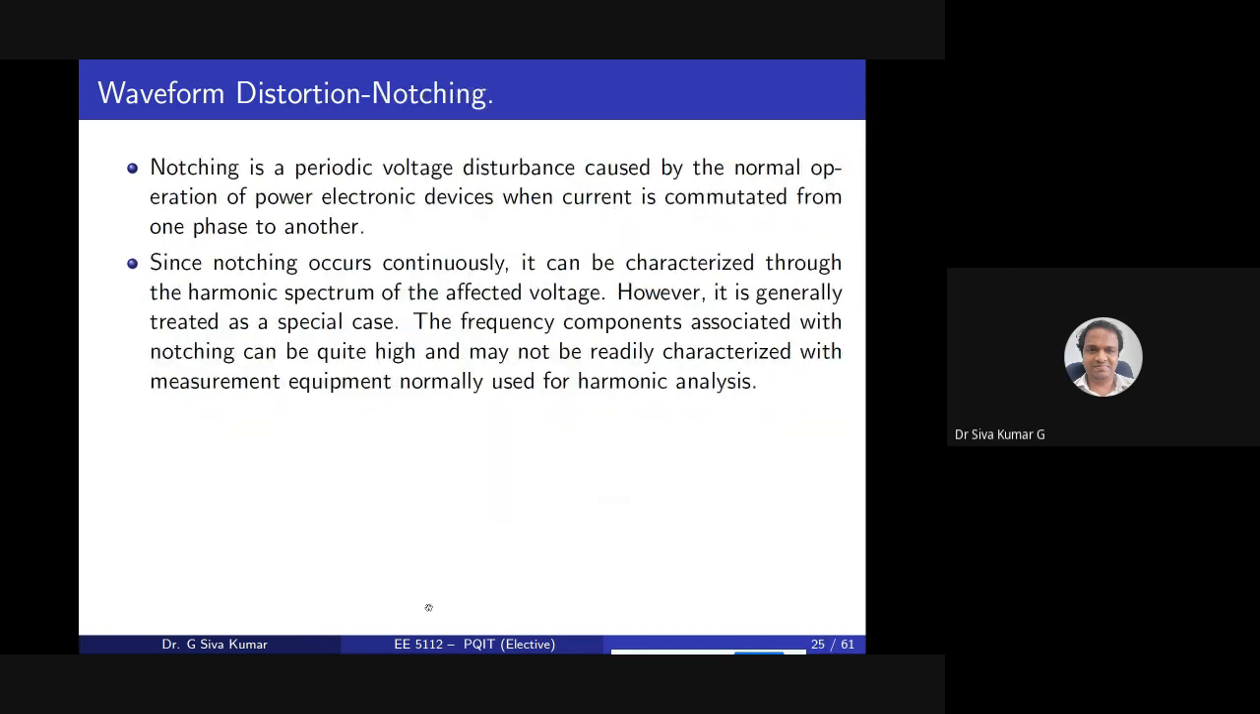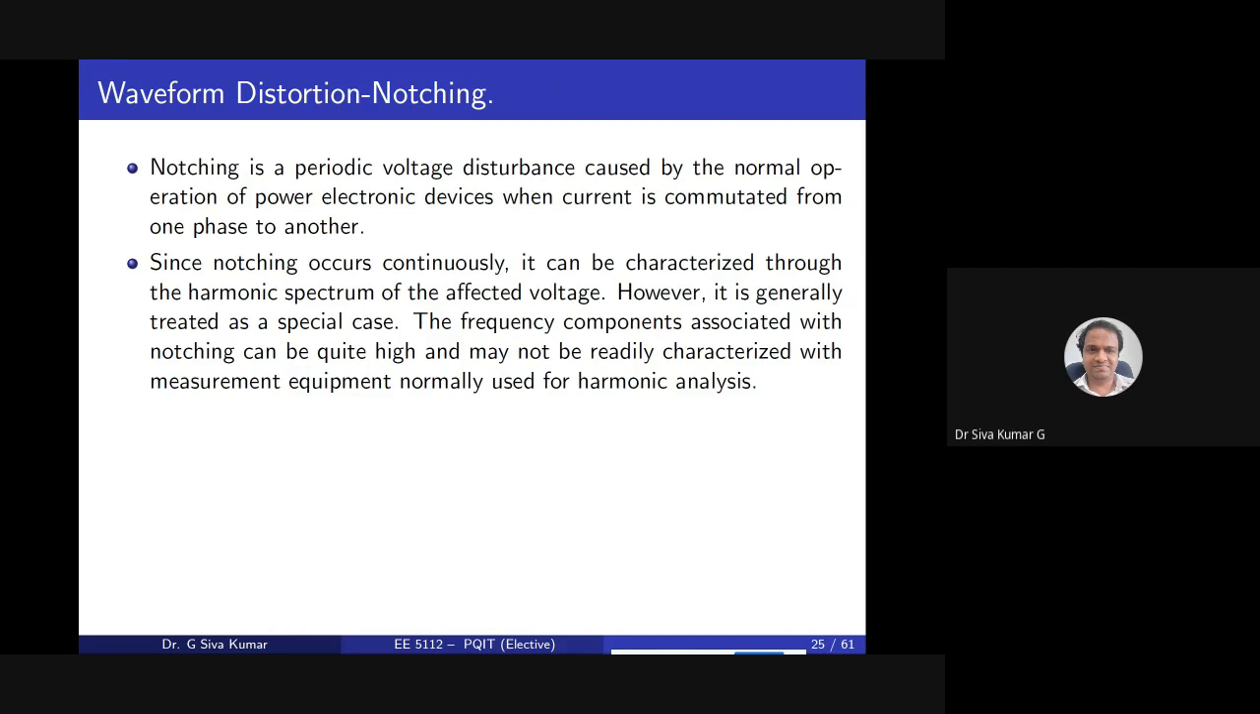Okay, next is the notching, which is a current phenomenon. You can see here the power electronic device when current is commutated from one phase to another. If there is any delay in the transfer from one phase to another, then we'll be having a notching. It is a periodic voltage disturbance. Notching is a periodic phenomenon. Even the harmonics are also a periodic phenomenon.